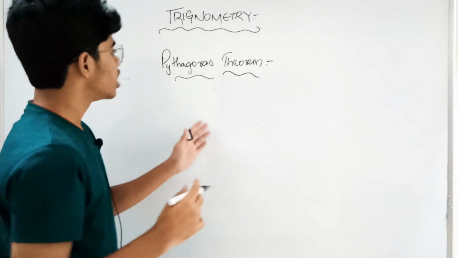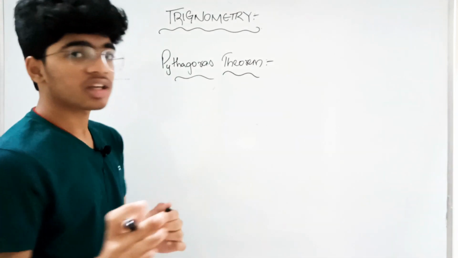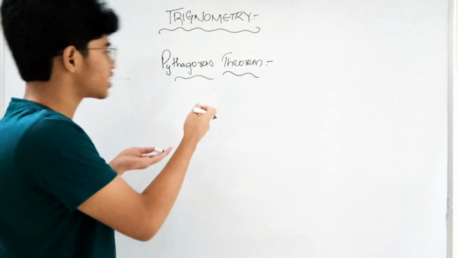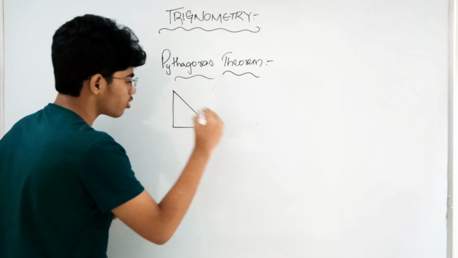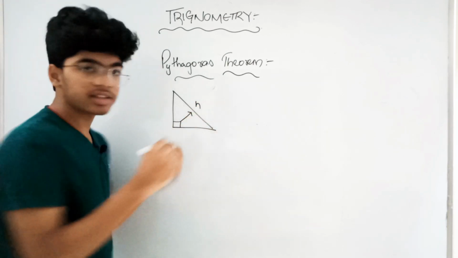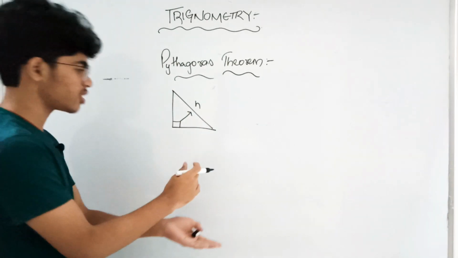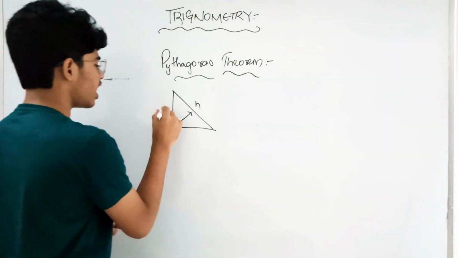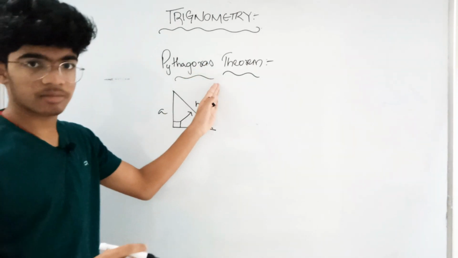Pythagoras theorem. You might have learned it in your previous geometry classes, but if you didn't, let's just get a quick recap. For that, we need a right angle triangle, which has a right angle opposite to the hypotenuse. The hypotenuse is the largest side of a right angle triangle, and we have two sides, A and B. So what does this Pythagoras theorem state?